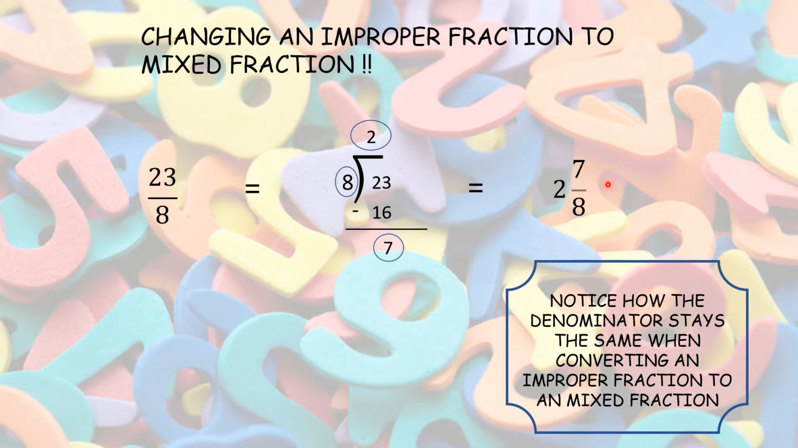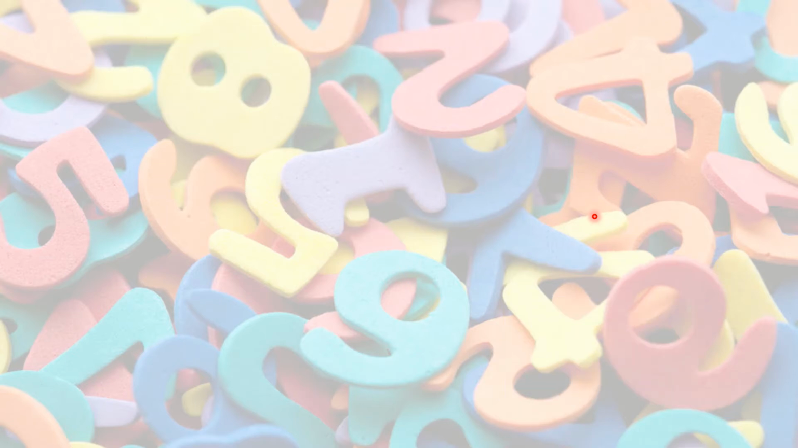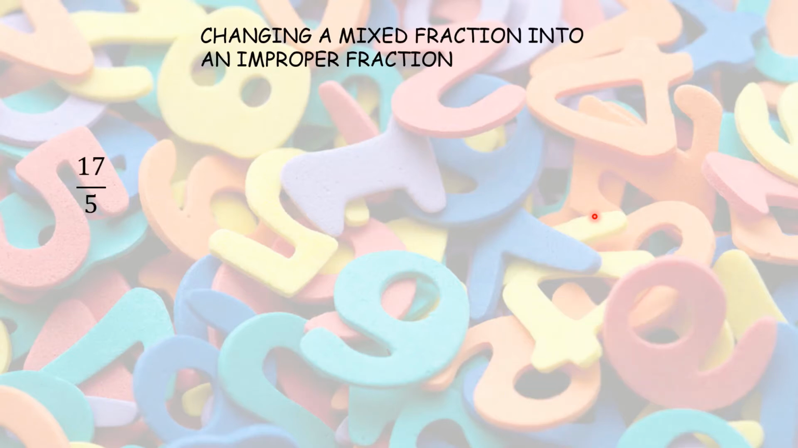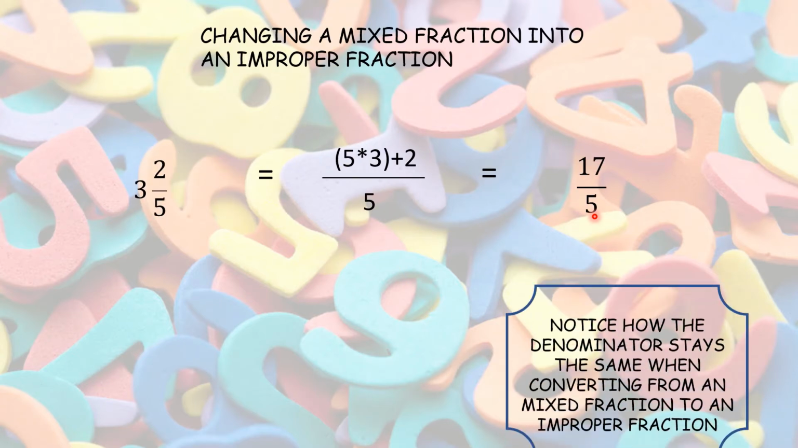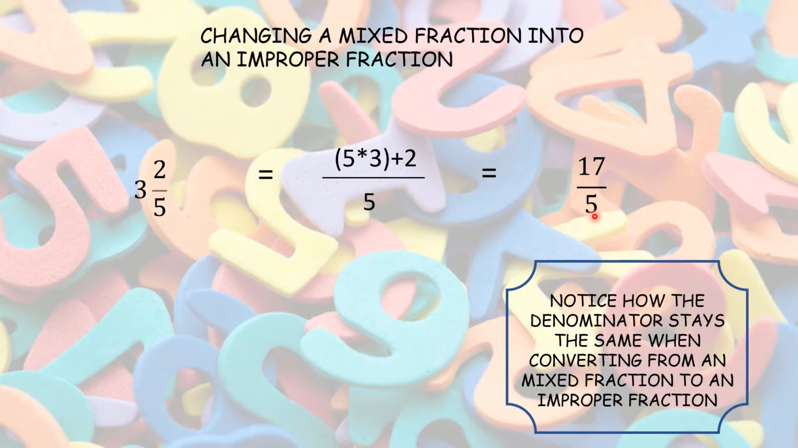When we notice, the denominator stays the same when we are converting an improper fraction to a mixed fraction. In our improper fraction, our denominator is 8, and in our mixed fraction, our denominator is also 8. Now, let's see how we change a mixed fraction into an improper fraction.